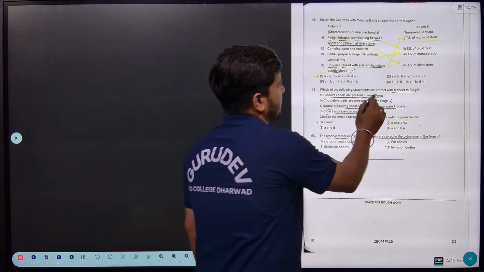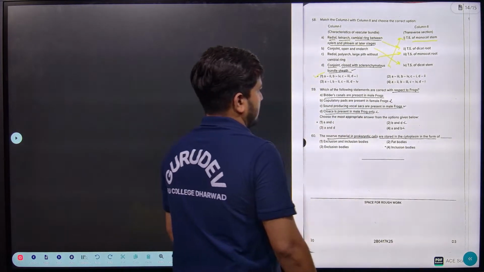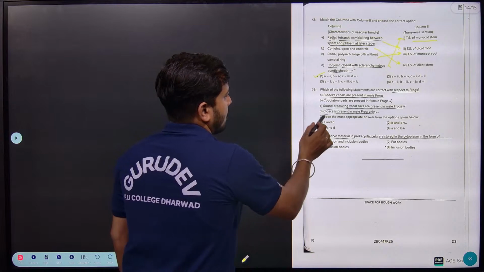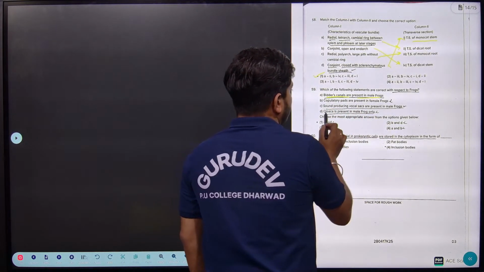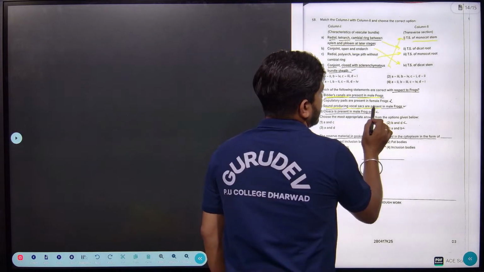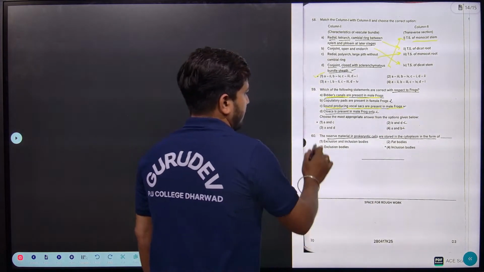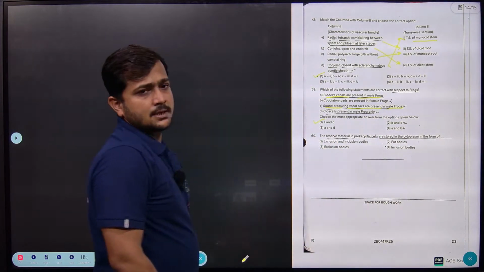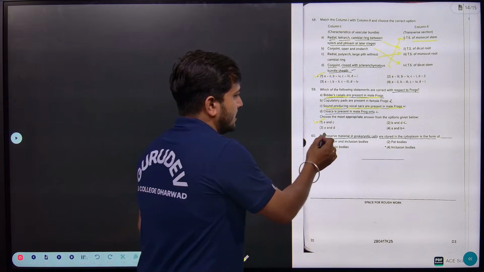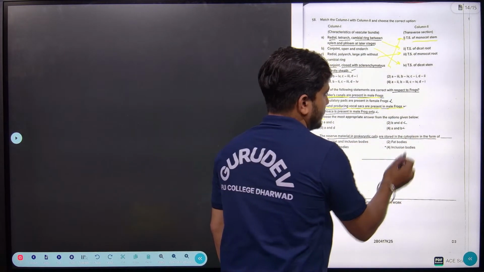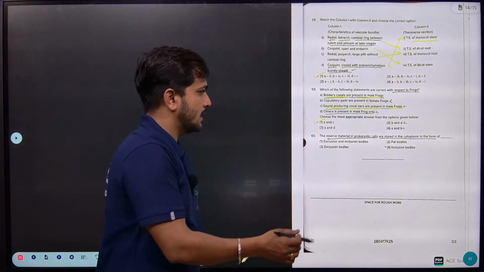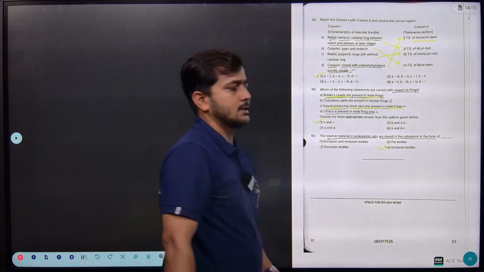Then which of the following statements are correct with respect to the frog? Bidder's canals are present in the male frog. Then sound producing vocal sacs are also present in the male frog. So here option 1 is correct. Then the reserve food material in prokaryotic cells is stored in the cytoplasm in the form of inclusion bodies.